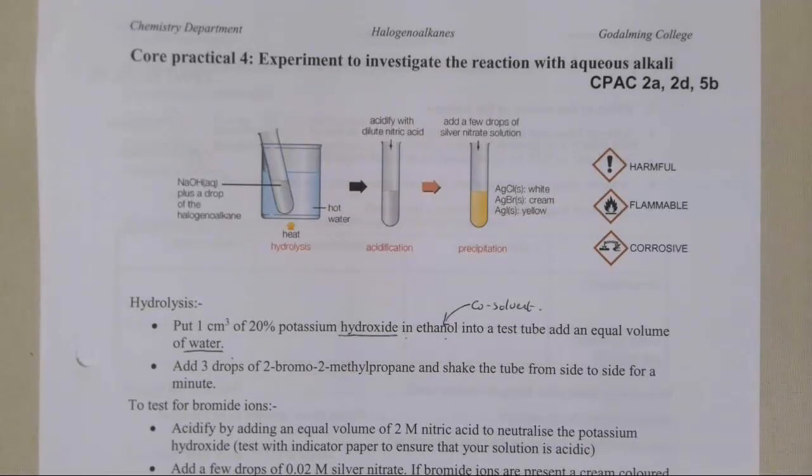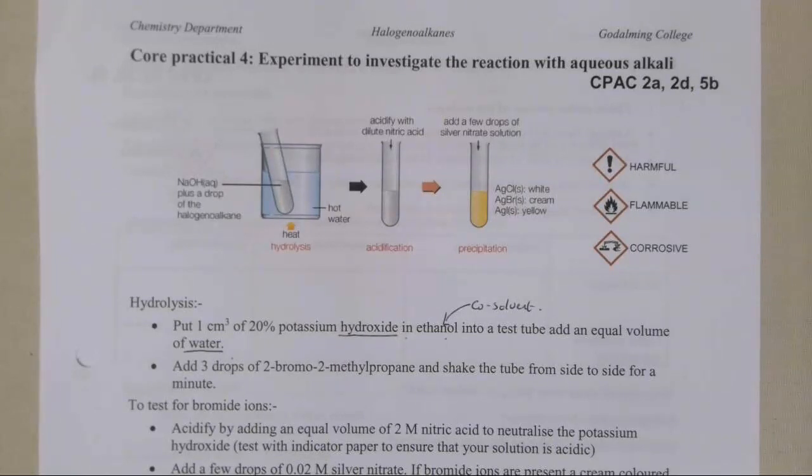To that we're going to add our halogenoalkane. In this case we're going to use 2-bromo-2-methylpropane and shake the test tube for a few minutes. So that reaction will then work. It will work quite quickly because we're using a strong nucleophile like hydroxide ions. But the products produced are all colourless, clear solutions, so we need to identify the fact that it's worked.